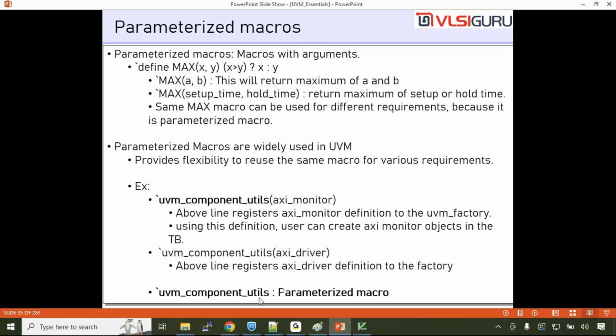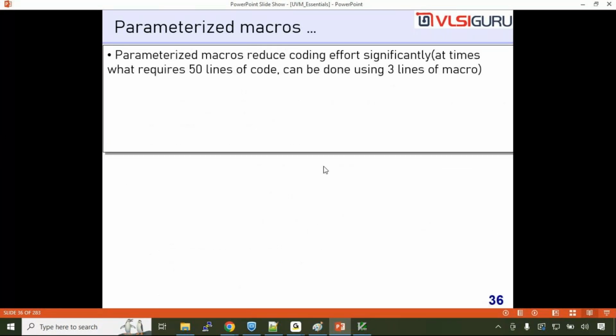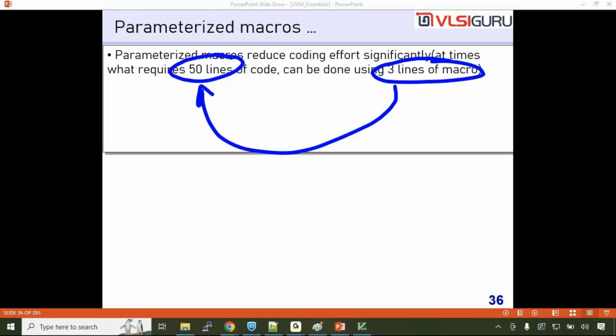Next, UVM component utils here is a parameterized macro. Parameterized macros reduce coding effort significantly. At times, what requires 50 lines of code can be done in 3 lines of code. Because the macro definition is already implemented, you just have to call the macro, and those 50 lines will come in instead of 3 lines. Even though you write 3 lines of code, finally it will be replaced by 50 lines. I'm just saying 3, don't always think 3 means 50.